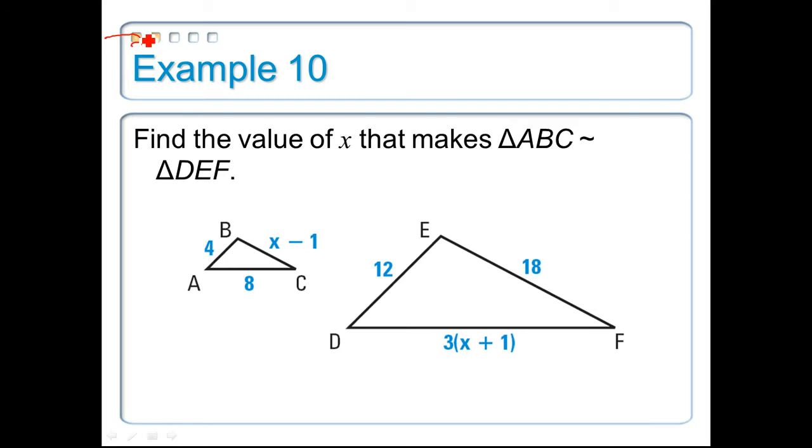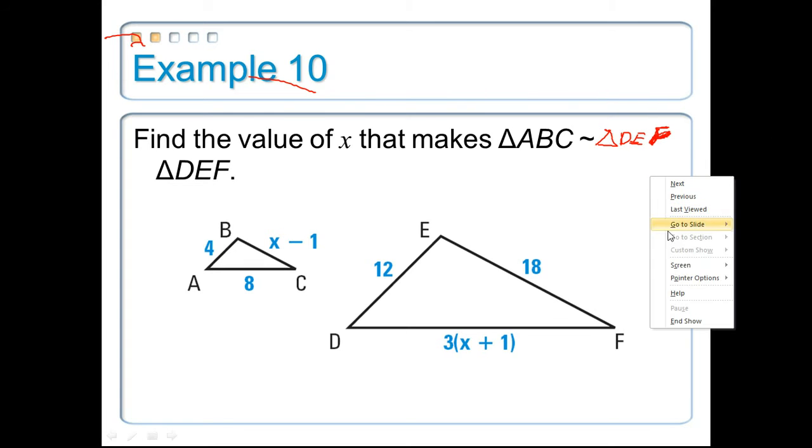Okay, so it says find the value of x that makes triangle ABC similar to DEF. So it's important that over here, I'm just going to put DEF here so we can line things up better. This statement tells you a bunch of information. Most people really ignore it when they see it. That's a lame DEF, so I'm going to just erase.